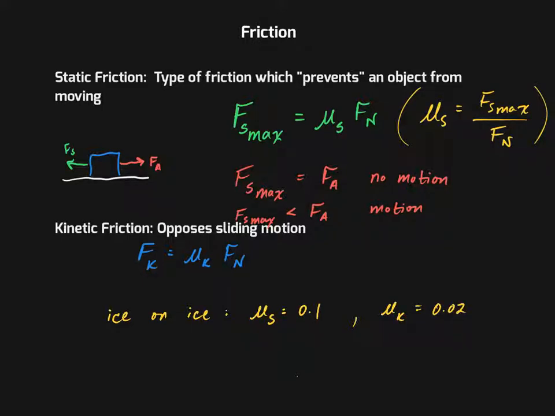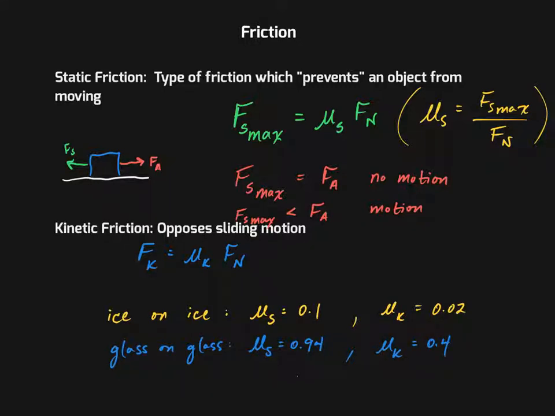Let's just do another example just to show you that it's dependent on the materials. Let's say we had glass on glass. Again, I don't know when that would happen, but here we go. So glass on glass, the coefficient of static friction is 0.94, but the coefficient of kinetic friction is 0.4.